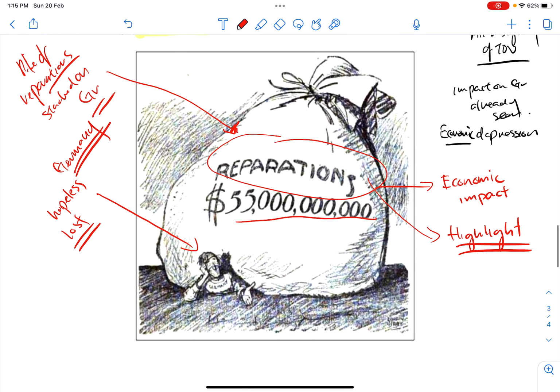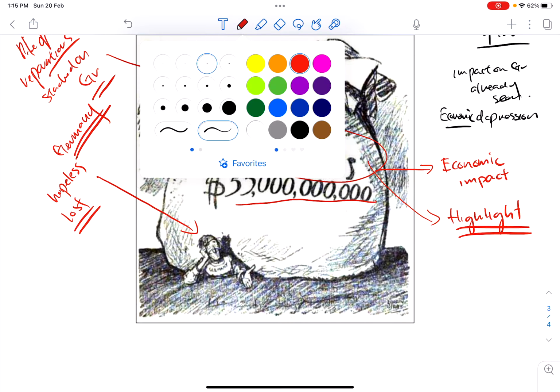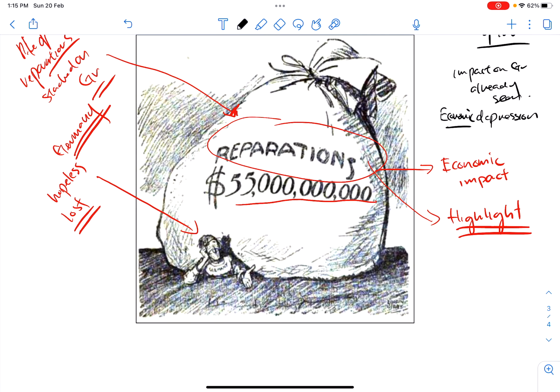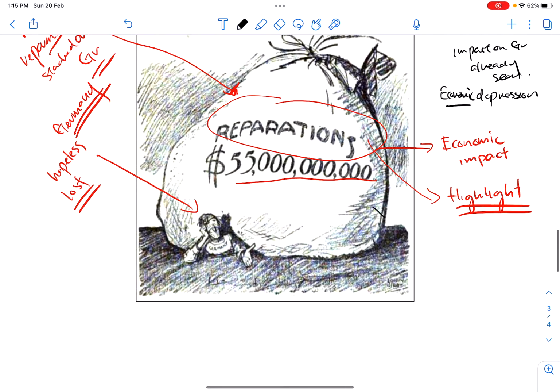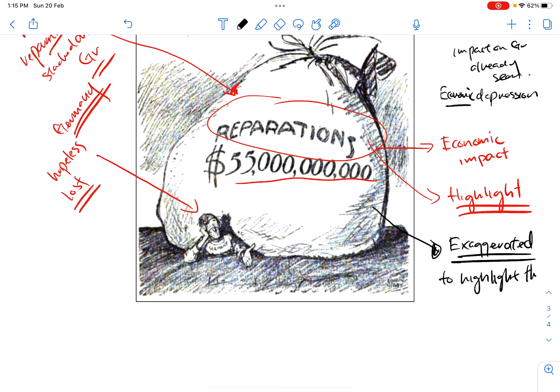Alright, next thing, check for any literary technique that you see here. I forgot to mention this in the previous video. So check the literary technique. In this case, because the size of the reparation is too big, it's exaggerated. So you have the technique of exaggeration, to highlight the severity of the reparations.